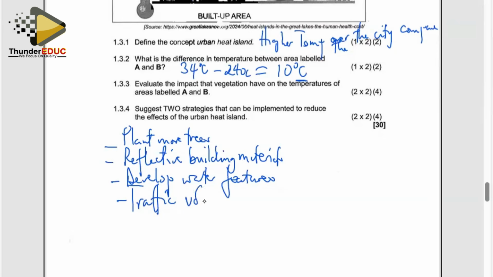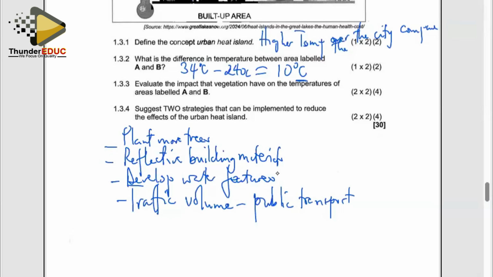Traffic volume reduction. How can we reduce the volume of traffic? Encourage people to use public transport. If we use more public transport, it means we are going to have less volume on the roads. A bus can carry 60 passengers. But if those passengers are using their own vehicles, we'll be having 60 vehicles on the road. So it means we are reducing the volume of traffic by using public transportation.